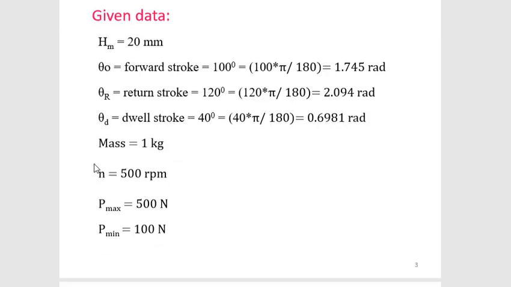Mass is also given. Mass is 1 kg. The speed with which the cam rotates is 500 rpm. P max is 500 newton and P minimum is 100 newton during the return stroke.